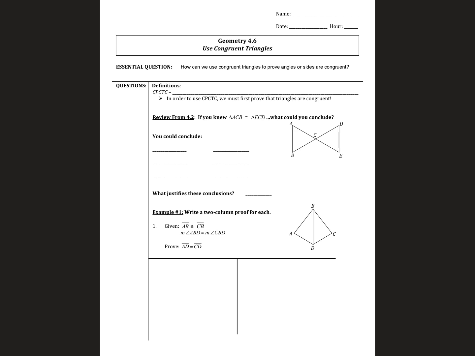We're continuing with Chapter 4. This is Section 4.6. The name of the lesson is Use Congruent Triangles. Our essential question is, how can we use congruent triangles to prove angles or sides are congruent?